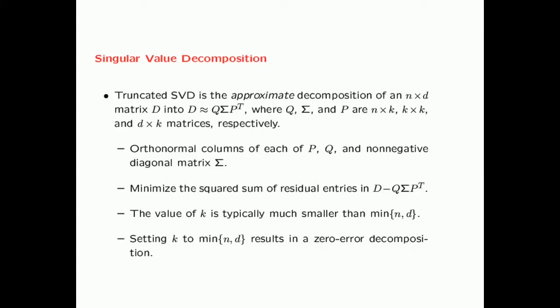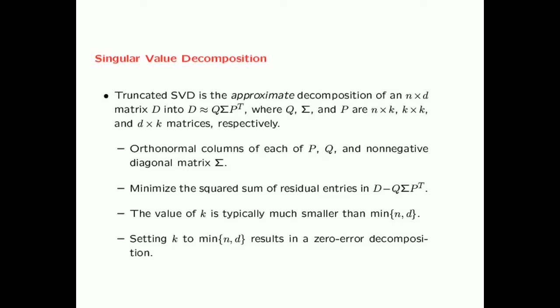So let us first start with the definition of singular value decomposition. Truncated singular value decomposition is the approximate decomposition of an n cross D matrix D into three matrices Q, sigma and P. So essentially you can represent it as a product Q sigma P transpose, where Q, sigma and P are n cross K, K cross K and D cross K matrices respectively. Now these matrices have certain properties.